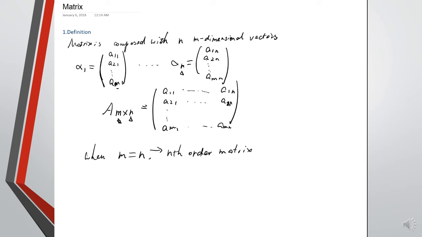So this is the general form of a matrix, and this is the special form of a matrix, the nth order matrix. The nth order matrix is the core matrix we are going to talk about. All right? So we just defined our matrix clearly. Now, what is the next step?